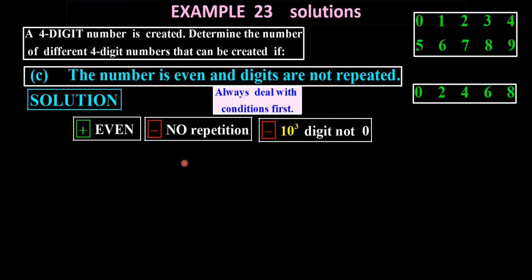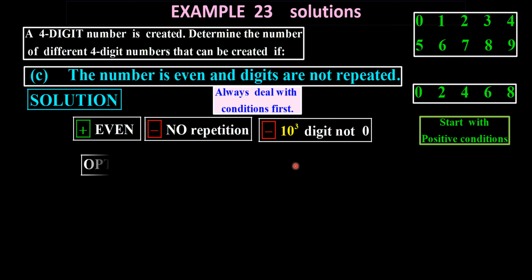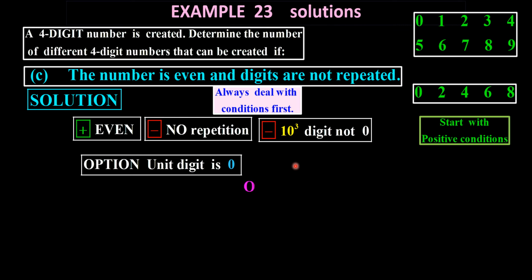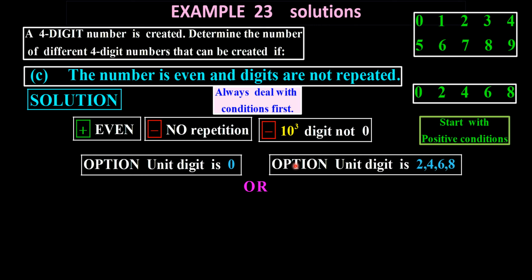And we must not forget that in the thousandth place value there, I cannot have a 0. Now you see in the units, I could possibly have a 0. And in the thousandth, I must be careful about the 0. So we seem to have a conflict there. So it's important here that we try to sort out the positive condition. And what is the positive condition? Being even. Right? So always it's advisable to start with a positive condition there. So I can have in my units digit, I can have a 0. And the other option is not to have a 0. In other words, I can either have a 2 or a 4 or a 6 or a 8.